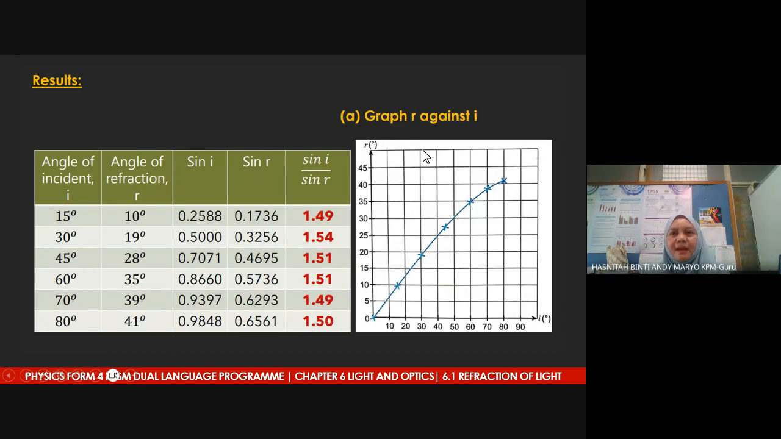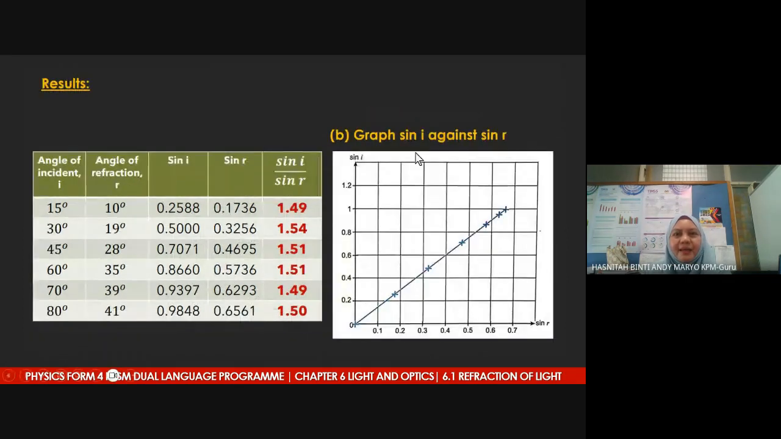So this is the graph of r against i plotted. It is a straight line at first, but towards the end it shows a curve pattern. And then this is the second graph plotted, the graph of sine i, these values, against sine r, these values. For this graph of sine i against sine r, it will be a straight line graph from the origin. So here we understand sine i is directly proportional to sine r.